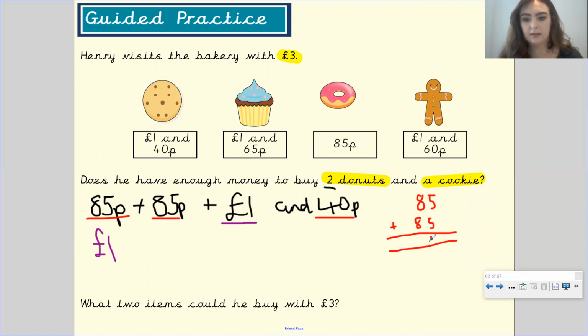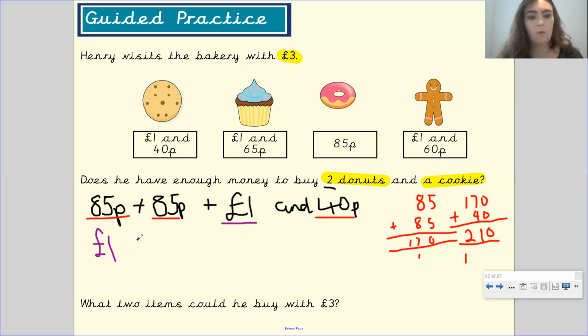5 add 5 makes 10. 8 add 8 is 16. Add the 1 gives us 170 pence. And now we need to add the 40 pence. So 170, add 40. 0 add 0 gives us 0. 7 add 4 is 11. And then 1 add 1 is 2.